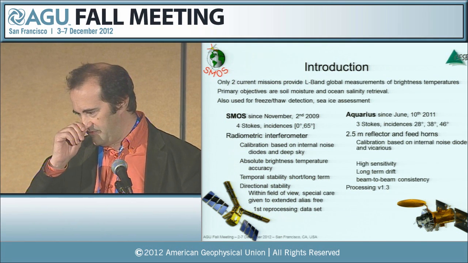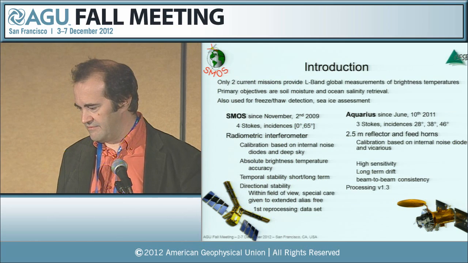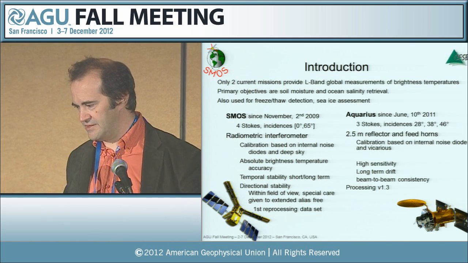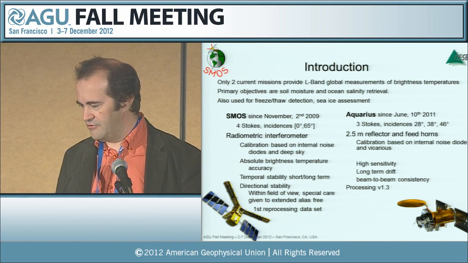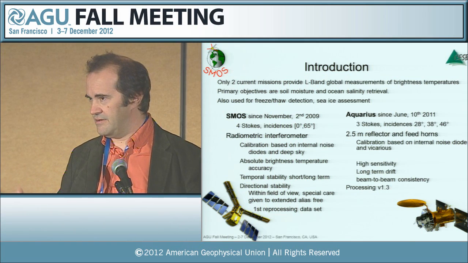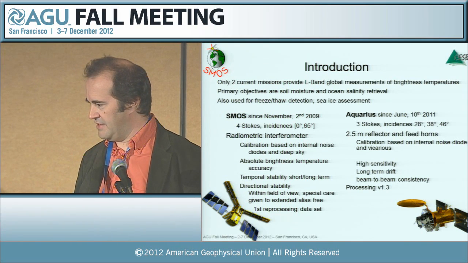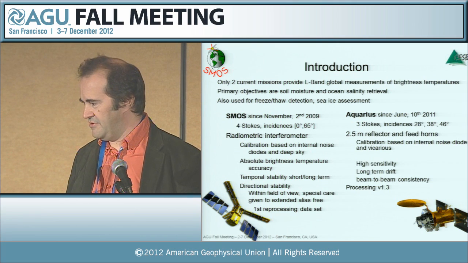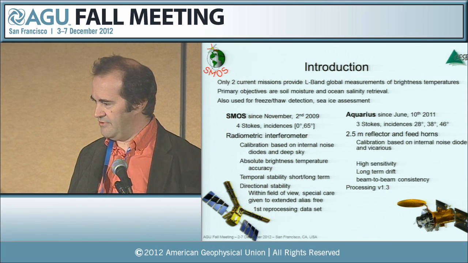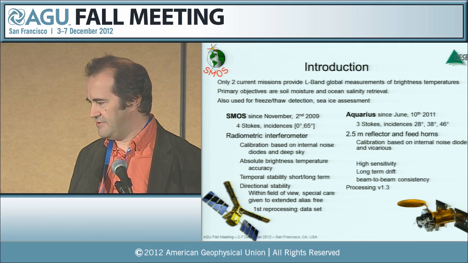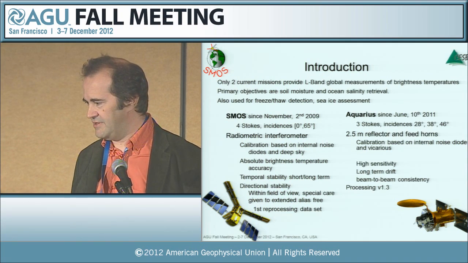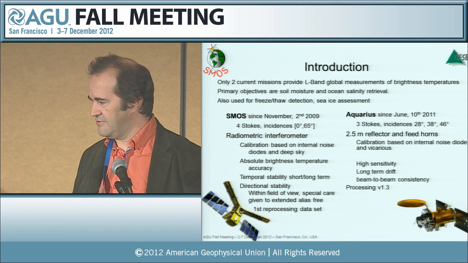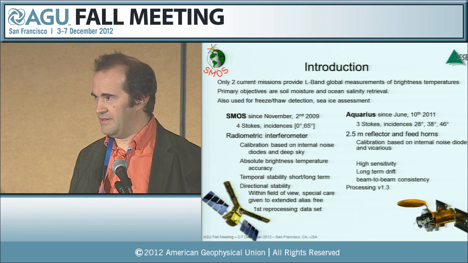The data I've been using here is extracted from the first reprocessing data set, which is currently the operational one, which is distributed by ESA. On the other hand, Aquarius has been flying for a bit more than 18 months. It measures 3 Stokes parameters for 3 incidences through a 2.5 meter reflector and feed horn, so it's a very different technology. The calibration was explained by Gary.